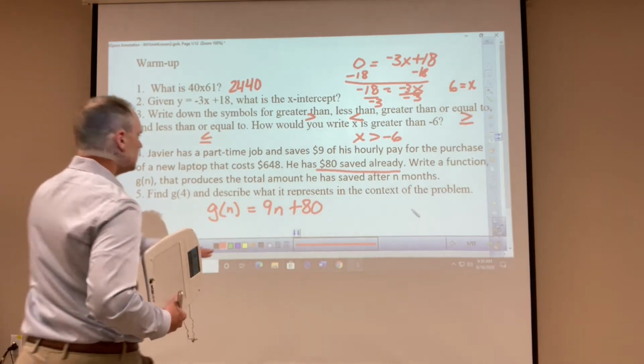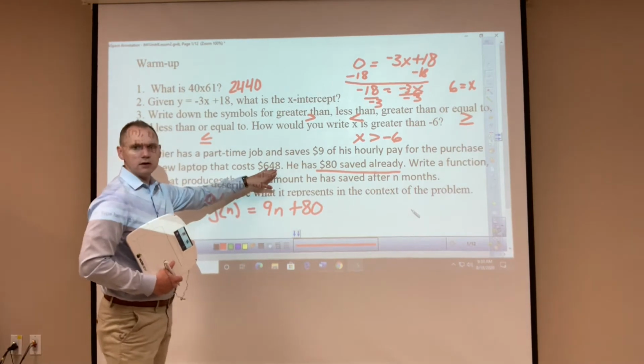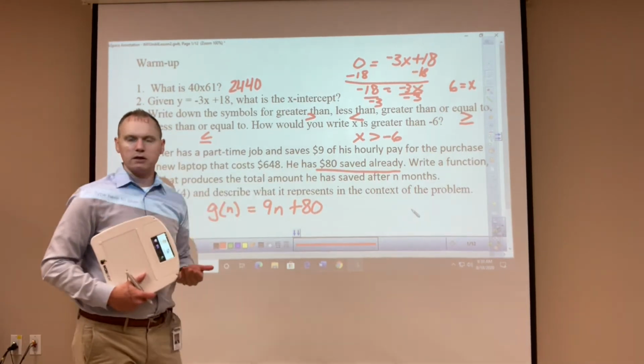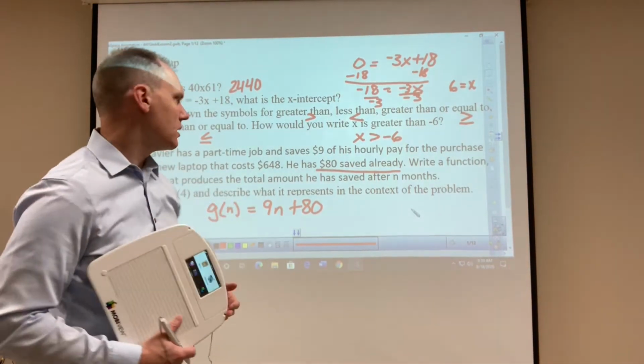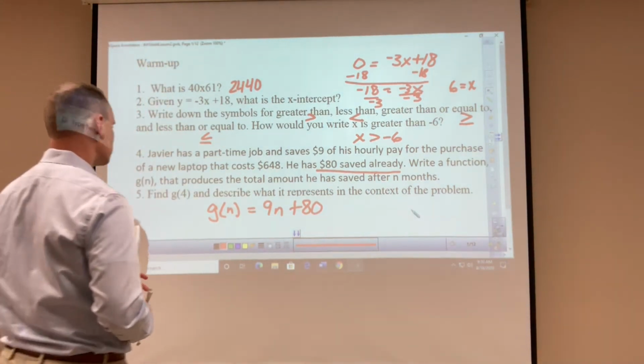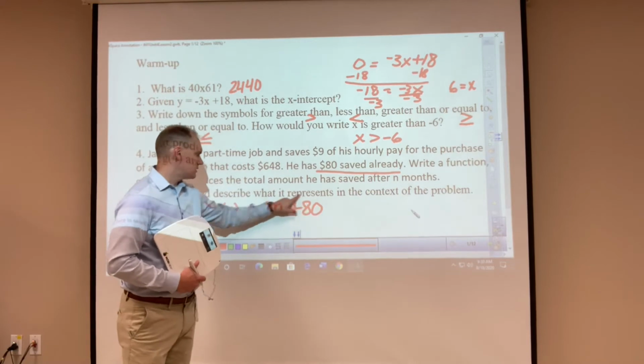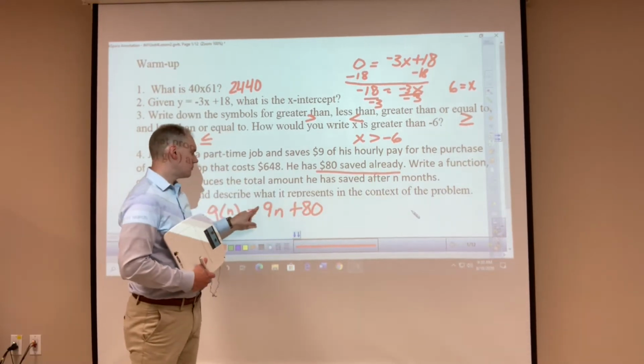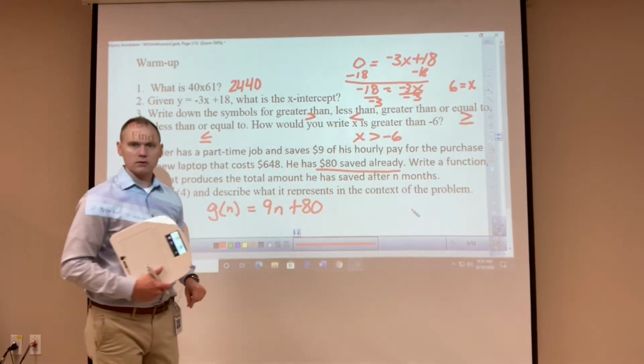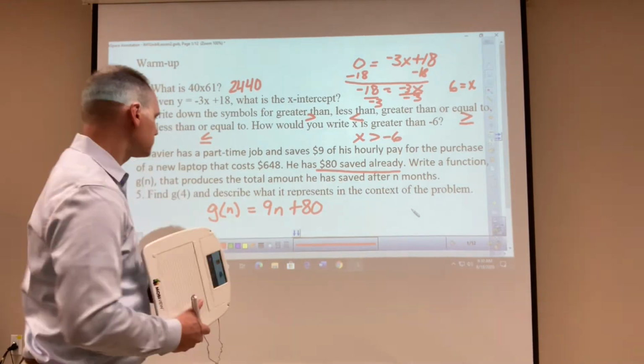So we don't really need this value right now, right? This value doesn't really mean anything yet. Right now we're just trying to come up with a function that represents the amount he has saved after n months. So he saved this much after n months. All right, 9 times n plus 80.